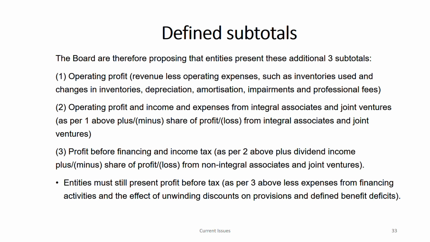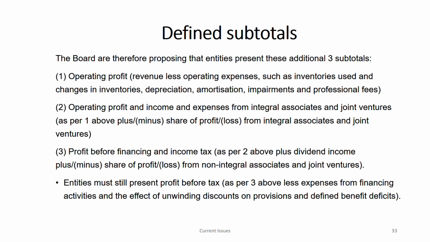So from the third, you deduct expenses. That means third one is what? Profit before interest and tax. So if you just want to know profit before tax, just simply deduct interest from that third one. And also you have to take one more thing. When you're deducting the financing activity, the interest, you also have to deduct one more thing. What is it? Unwinding discount on provisions and defined benefit deficit.